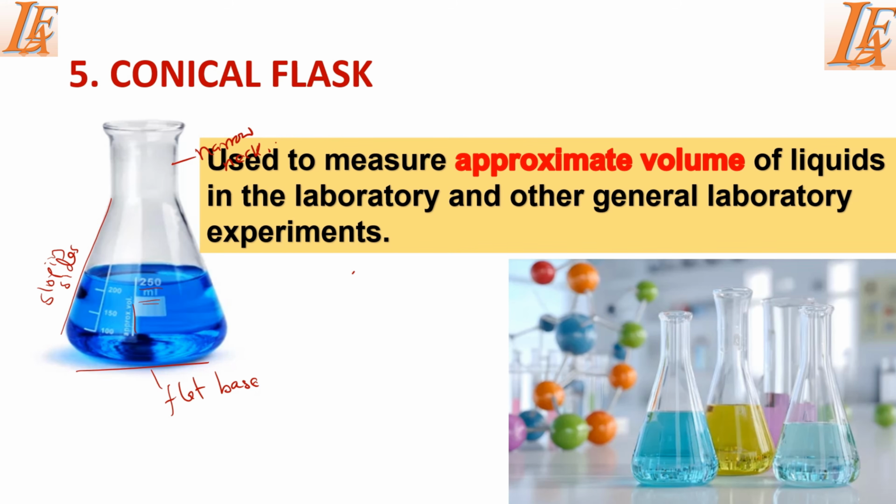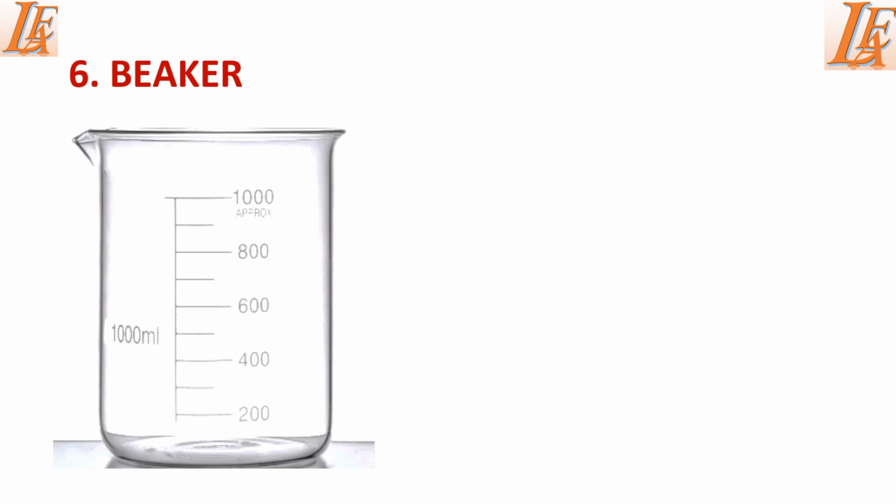storing solutions. The sixth apparatus is a beaker, and a beaker is a simple cylindrical glass, or sometimes it can be plastic container with a flat bottom and a small spout for easy pouring of liquid out of the beaker. So in this case, if you want to identify a beaker, then it should have a flat base, and then it should have this part here which we call a spout, and the function of this spout is to help you to deliver a liquid out of the beaker easily.